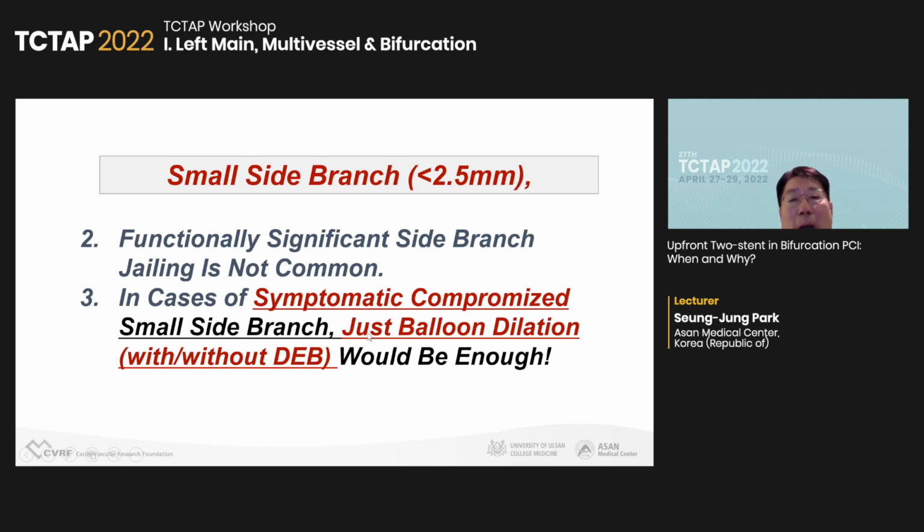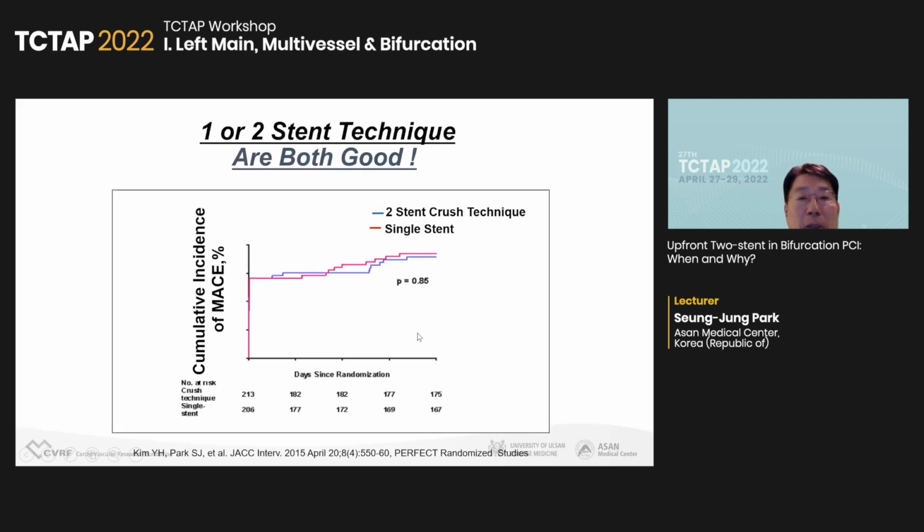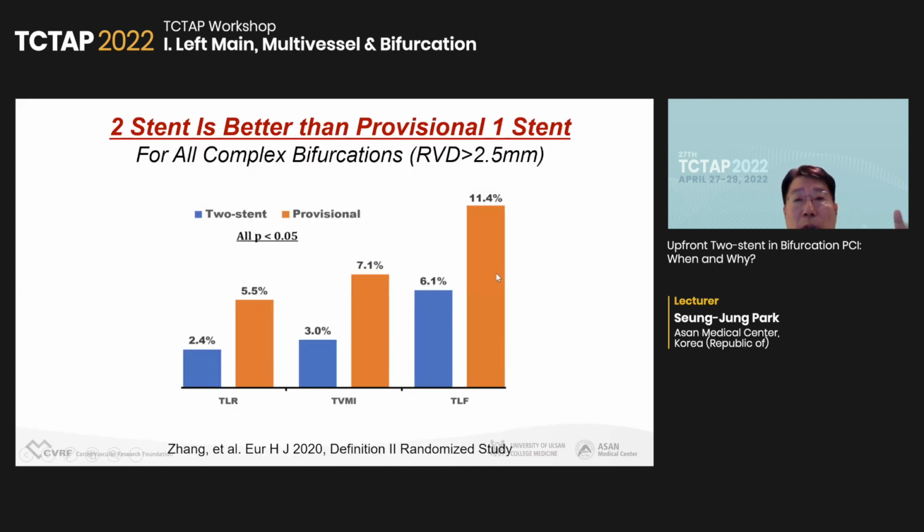In case of symptomatic compromised small side branches, balloon dilation with or without a regulating balloon would be quite enough. We have small bifurcation studies, and 2 stent is good enough. One or 2 stent crush technique is quite similar. Cumulative incidence was recently published, showing the 10-year data from the DEFINITION II study: 2 stent is better than the provisional stent.